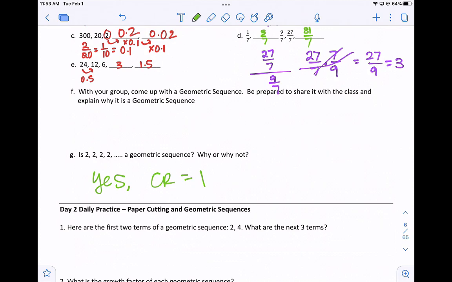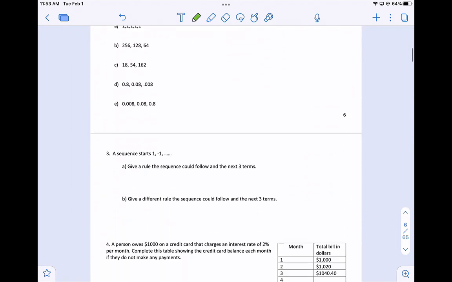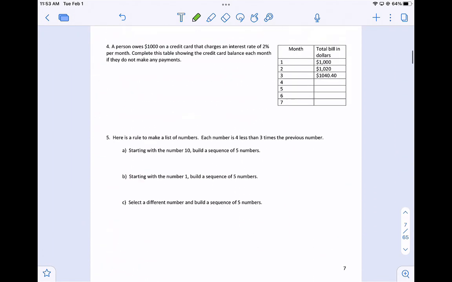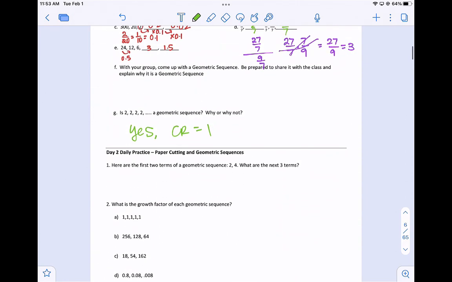All right, so your assignment then is to do the daily practice for day 2. Looks like it goes from pages 6 to 7.